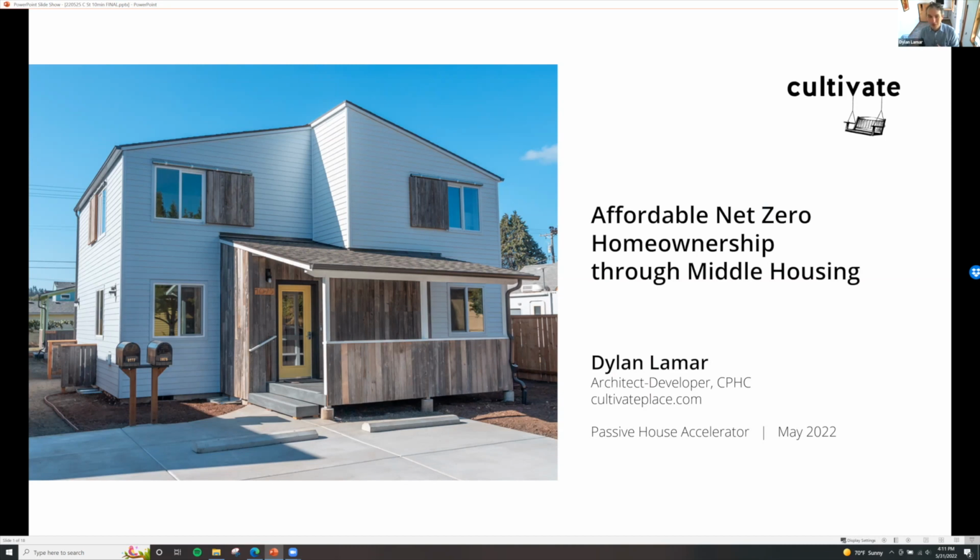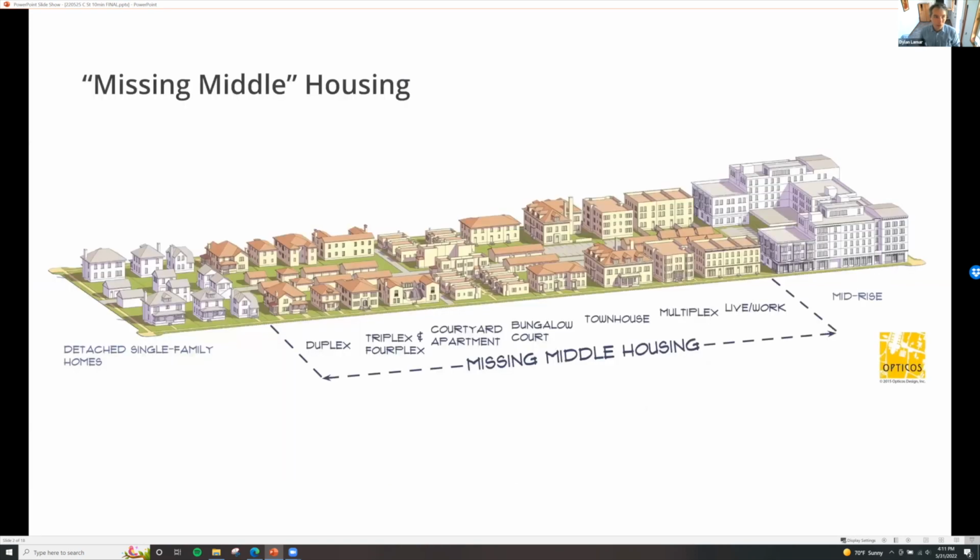I think Bryn mentioned in our prep for this, it's really at the forefront of sustainability right now, at least for me. It's an important aspect. So as Tim mentioned, middle housing is everything in the middle between single family detached and higher density apartment buildings. It's quite a diversity of housing types and diversity of scales.